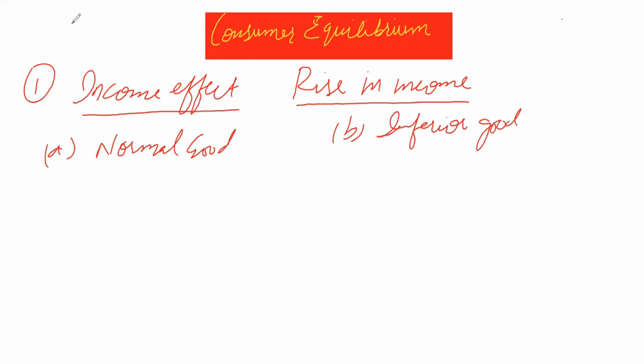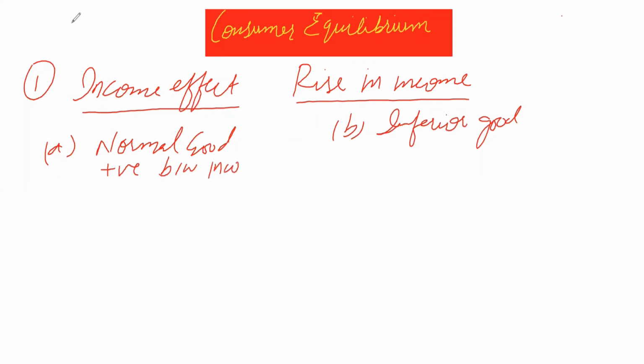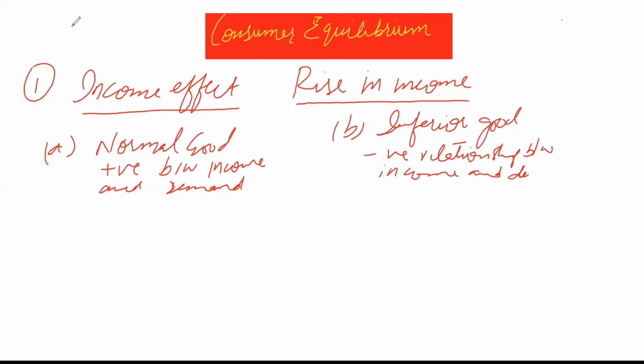Normal goods, as we have already seen in AS level, have a positive relationship between income and quantity demanded. What does this mean? This means that income and demand for normal goods move in the same direction. If income increases, the consumer will demand more, and vice versa. Inferior goods are negatively related to the level of income, which means that if income increases, the consumer will purchase less quantity, and if income falls, the consumer will purchase more quantity. So income and demand are negatively related.